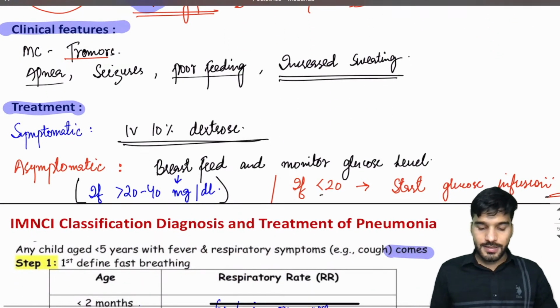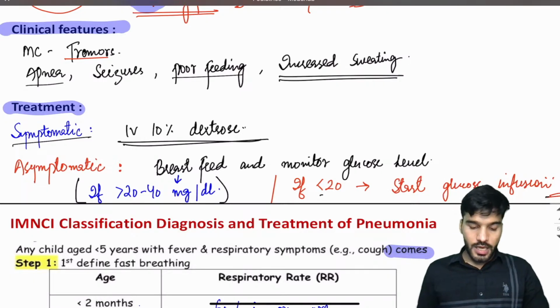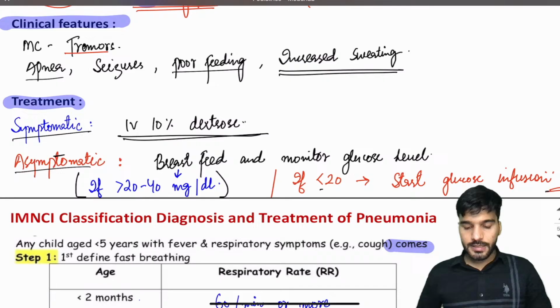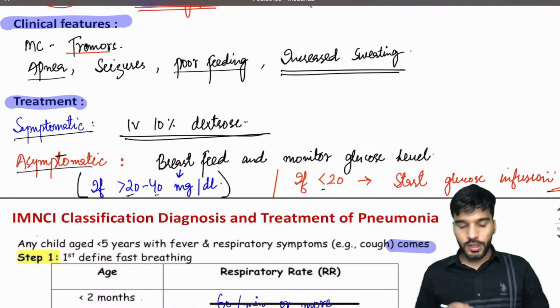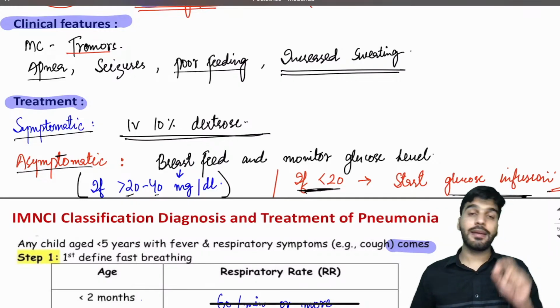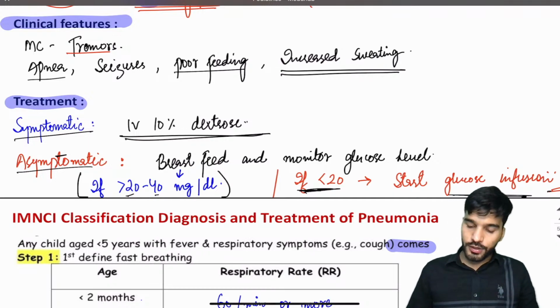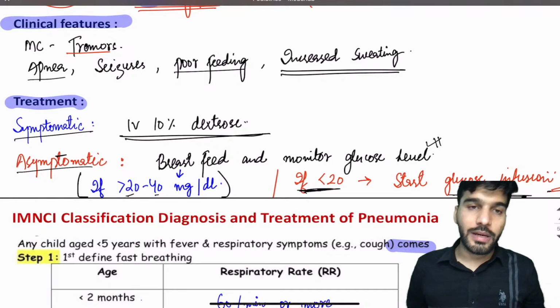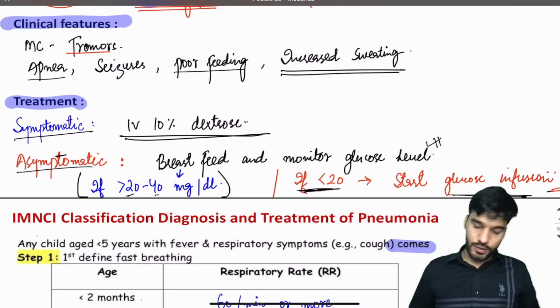If a patient has symptomatic hypoglycemia, give IV 10% dextrose. If asymptomatic, we need to start breastfeeding, if more than 20 to 40 mg per deciliter. But if asymptomatic and the blood glucose level is less than 20, then start glucose infusion. So remember, in an asymptomatic neonatal hypoglycemia patient, continue to monitor the glucose levels and continue the breastfeed. But if it is more than 20, then breastfeed. If less than 20, then start glucose infusion.